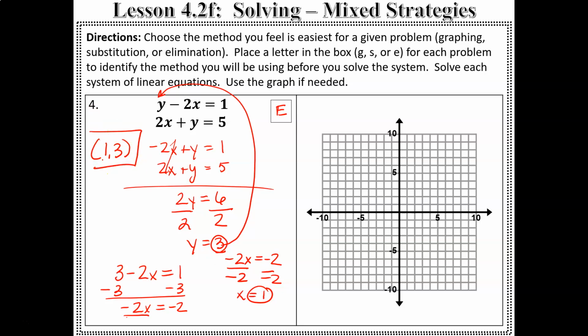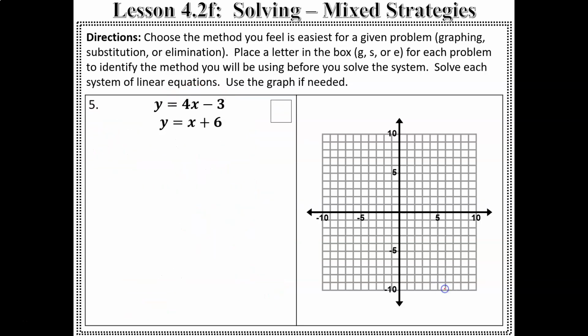Yeah, that definitely was the best way. Super quick. All right. Oh, look here. Slope-intercept form again, so I'm going to go back to graphing. So I have y equals 4x minus 3. I'm going to start at negative 3, and my slope is 4, so up 4 over 1.